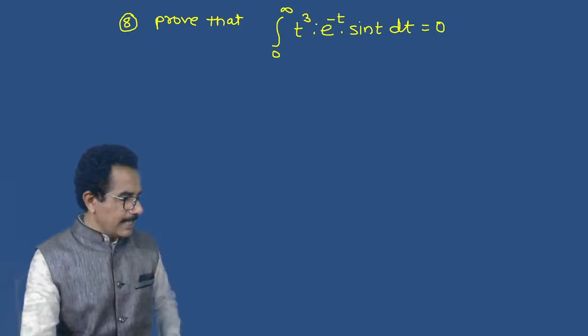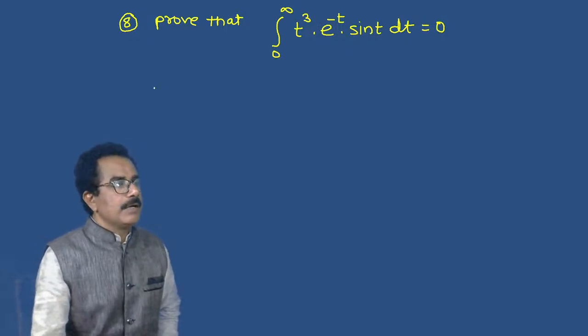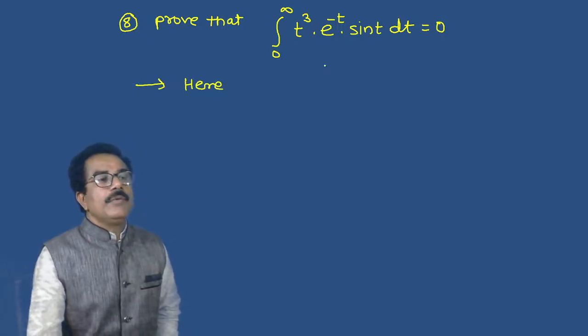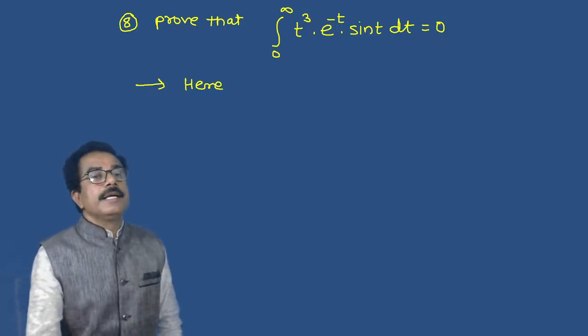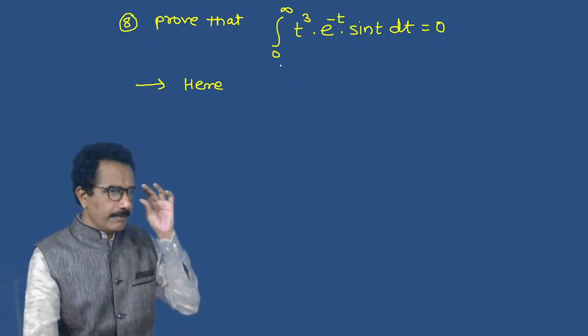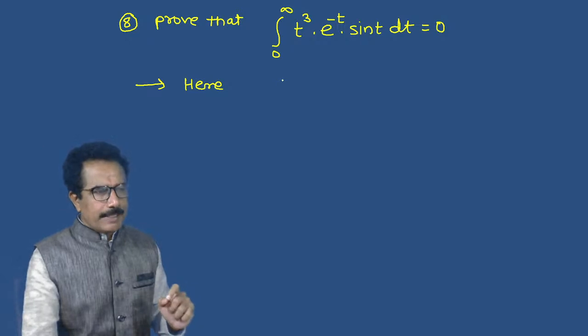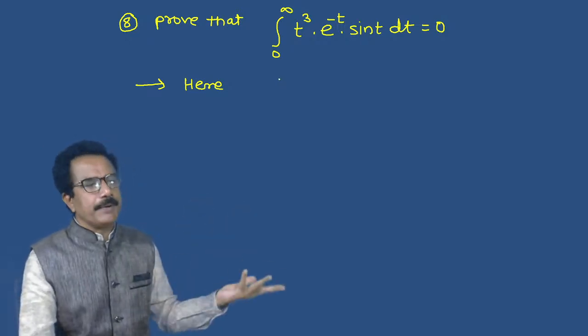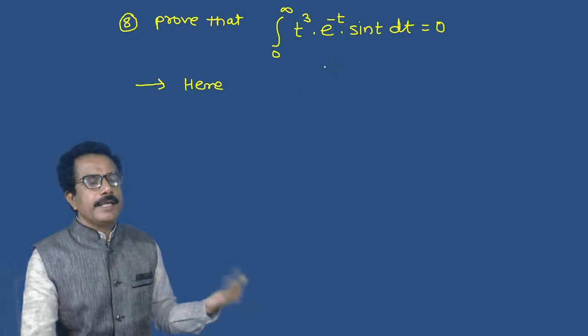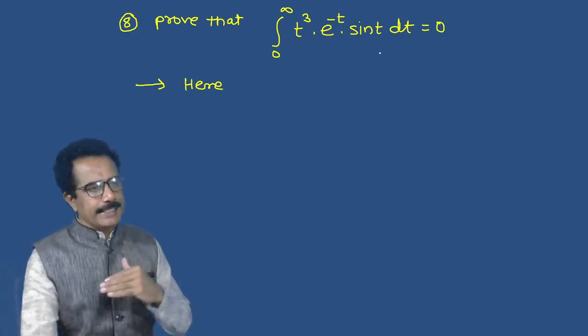Okay, so now we have to solve this problem. While solving this problem, now see this, here we have to calculate the Laplace transformation of this function. How can we calculate the Laplace transformation of this function? As in the previous example, e raised to minus pt into t cube sin t dt.